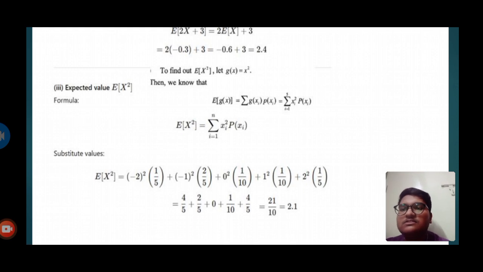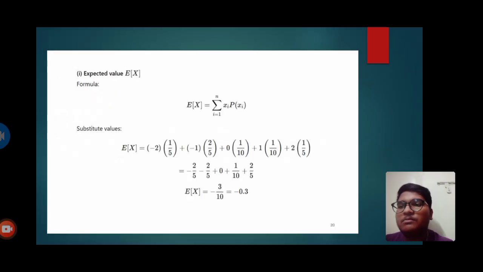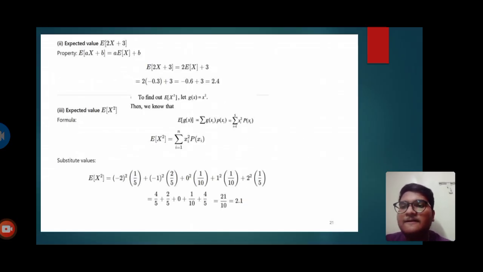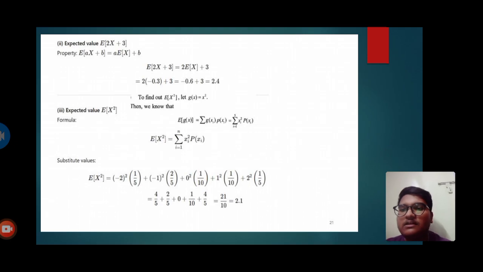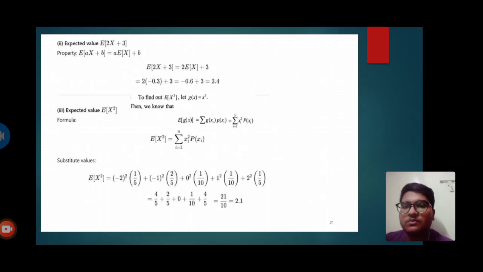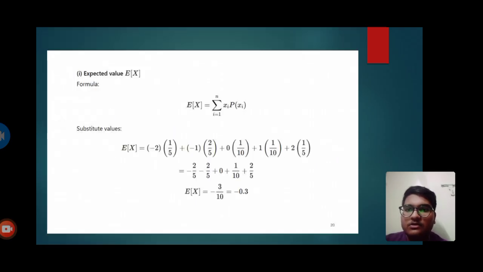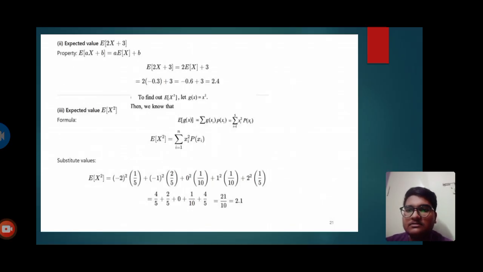Expectation of x square is equal to minus 2 whole square into 1 by 5. As we know, the corresponding value of x is minus 2, so we have squared it and multiplied with the corresponding probability 1 by 5. Plus minus 1 whole square into 2 by 5, since the x value is minus 1 and the corresponding probability is 2 by 5. Plus 0 square into 1 by 10, plus 1 square into 1 by 10, plus 2 square into 1 by 5. So we got 4 by 5 plus 2 by 5 plus 0 plus 1 by 10 plus 4 by 5. Total, we sum up and get 21 by 10, which is equal to 2.1.